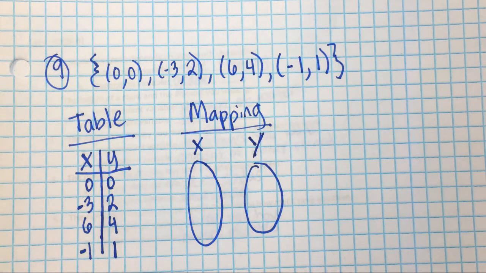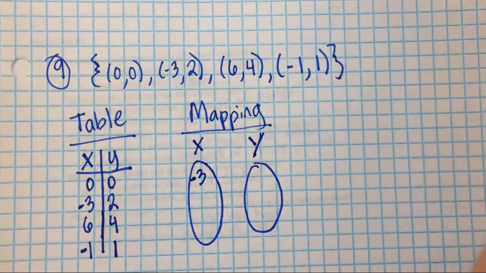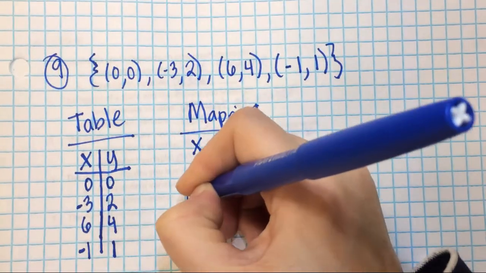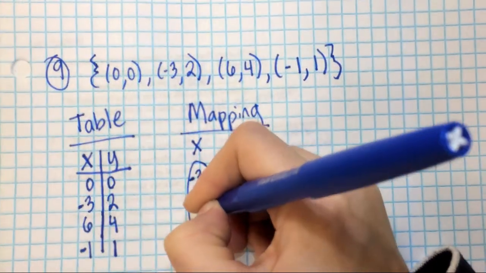So then look at your ordered pairs and look at all the X values. So all the first numbers in parentheses. And we need to write least to greatest. What's the smallest X value? Yep, -3. And then I have -1. Then 0 and 6.